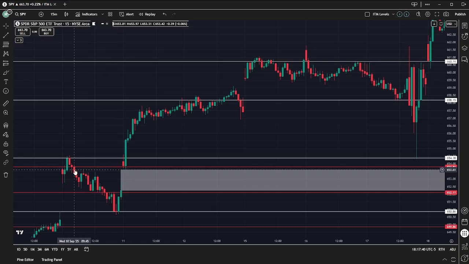In this case, we did get the close above 653.81, which validates our inverse fair value gap. Our fair value gap would have been a little bit to the downside if we stayed below it right here. But in this case, since we opened above it and held above it, this is just a retest of our inverse fair value gap to confirm the upside.